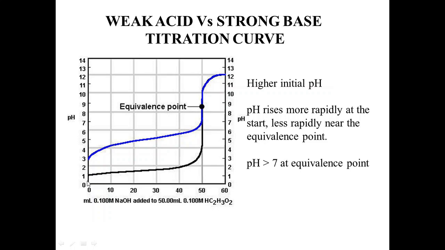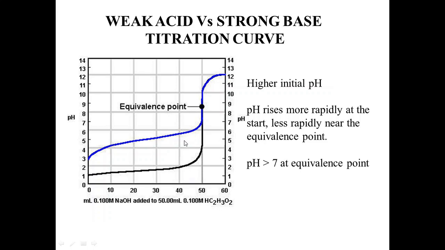The first difference is that the initial pH for a strong acid, strong base titration is very low compared to the weak acid. For the weak acid, the initial pH is higher. The second obvious difference is that in the case of strong acid, strong base titration, there is a gradual increase till you reach the equivalence point of the titration. Whereas in the case of weak acid, strong base, there is a rapid increase in the pH, and then it tends to a gradual increase near the equivalence point.